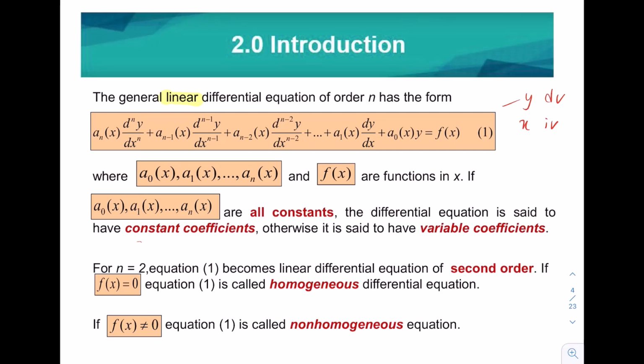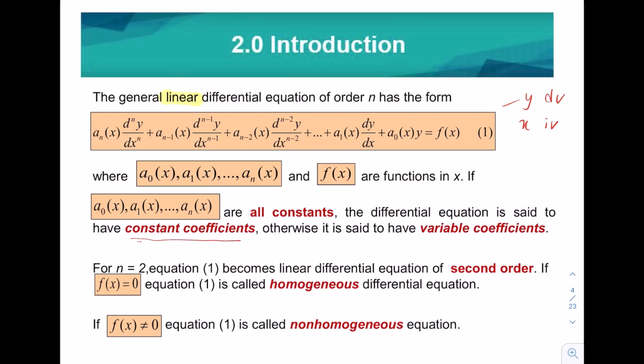Alright, when a0 of x, a1 of x until an of x and f of x are functions in x, obviously this is a function involving the independent variable. If a0, a1 until an of x are all constant, the differential equation is said to have constant coefficient.